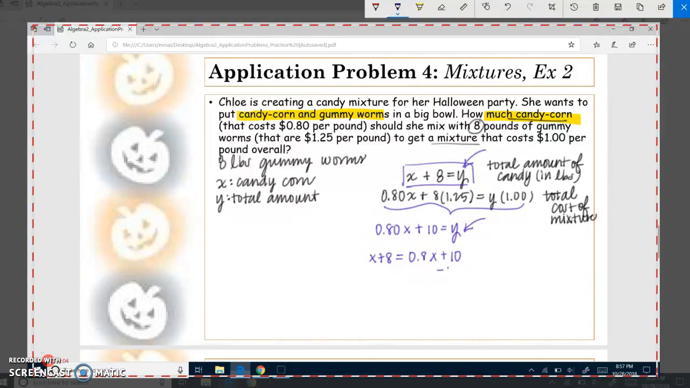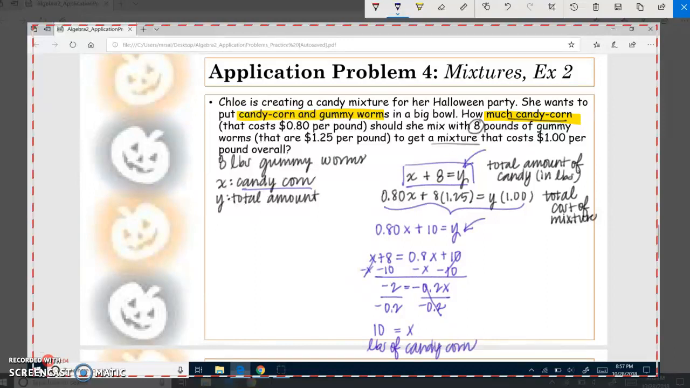So over here on this side, I'm going to subtract 10, and 8 minus 10 will give me negative 2. I can subtract x from this side, and subtract x here, and 0.8x minus x will give me negative 0.2x. From there, I can divide by negative 0.2 here. And my x value, if I divide negative 2 by negative 0.2, is going to give me 10. And remember, x represents how much candy corn we want. So we can say 10 pounds of candy corn.